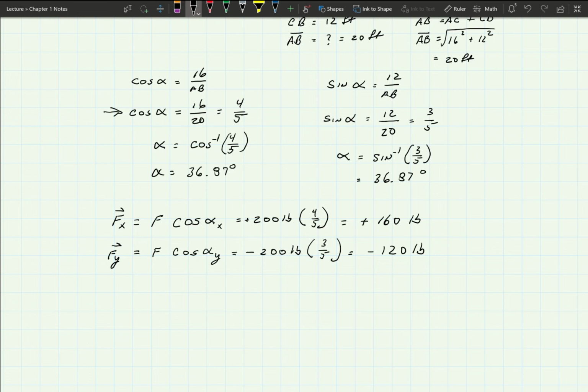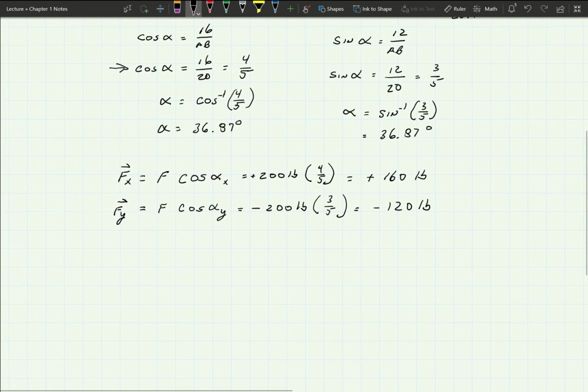Okay, so a couple little things here is you can do this a variety of ways, okay? I know that cosine alpha y is equal to the sine of alpha x, all right, and that'd be 3/5. You can do this a couple ways. You could have rewritten this as the sine of alpha and then use the 3/5, but we've got to watch your signs and your trig orientation here, okay?